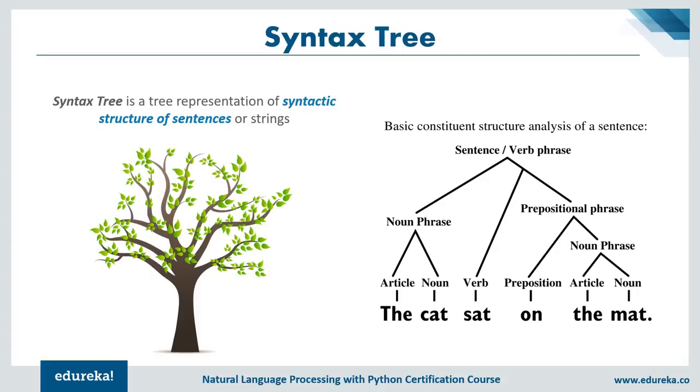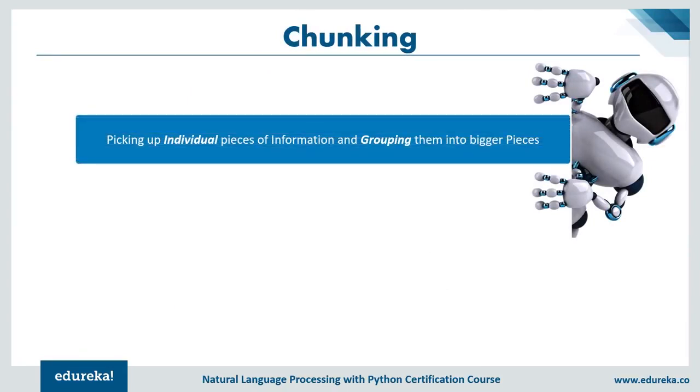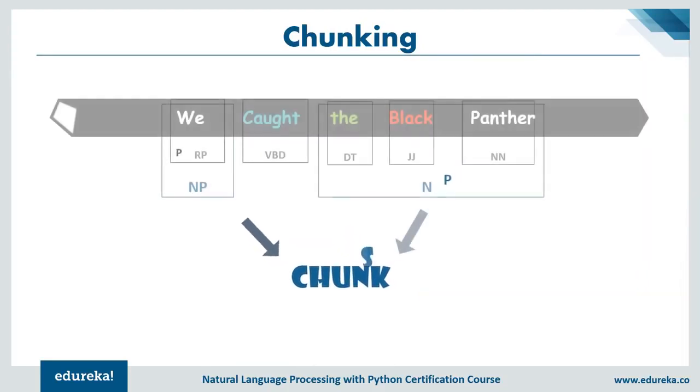So now that we have understood what syntax trees are, let's discuss the important concept with respect to analyzing the sentence structure, which is chunking. Chunking basically means picking up individual pieces of information and grouping them into bigger pieces. And these bigger pieces are also known as chunks. In the context of NLP and text mining, chunking means grouping of words or tokens into chunks. So let's have a look at the example here.